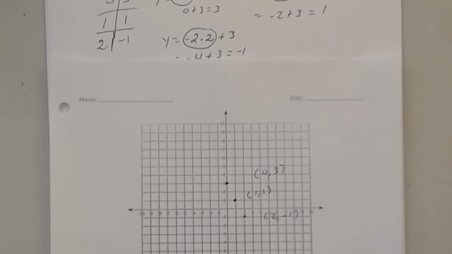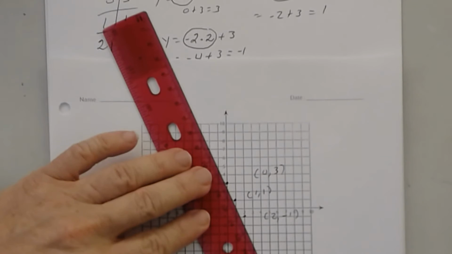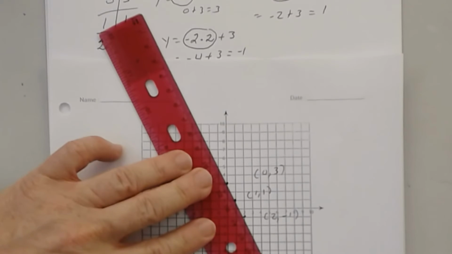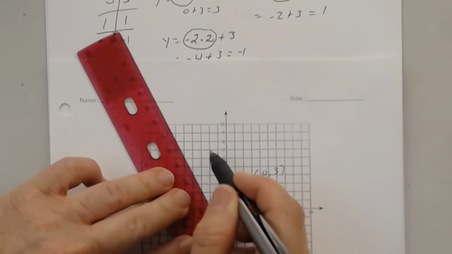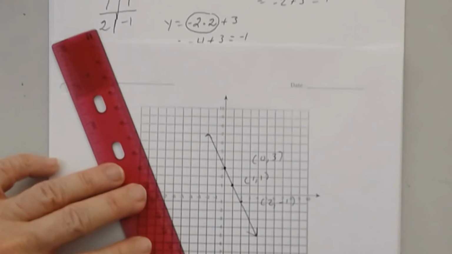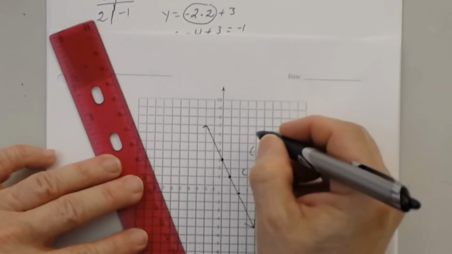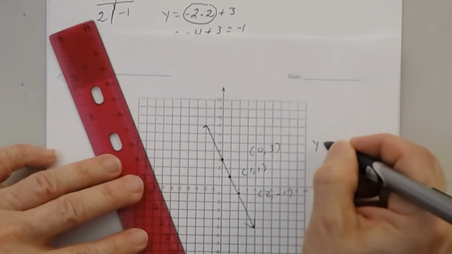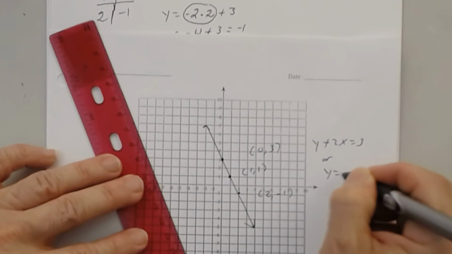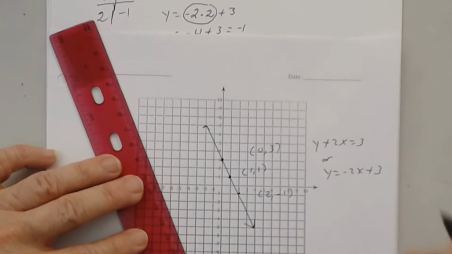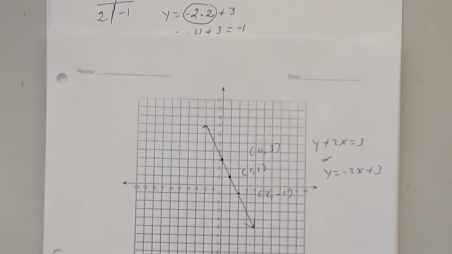All right. Now, don't forget, you're not done yet. All you did was plot 3 points. You need to draw the line. And the arrow. Yep, and the arrows. All right, you get this. So there's your line. So that's the line. y plus 2x equals 3, or you could have said y equals negative 2x plus 3. Does not matter. That's that line.